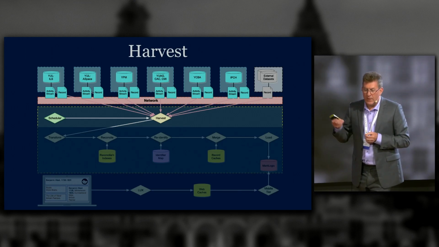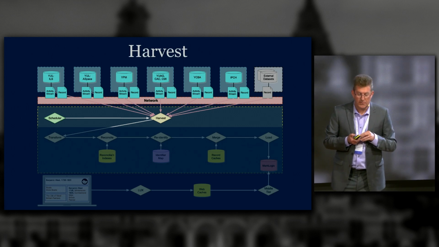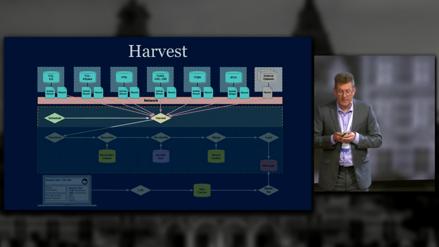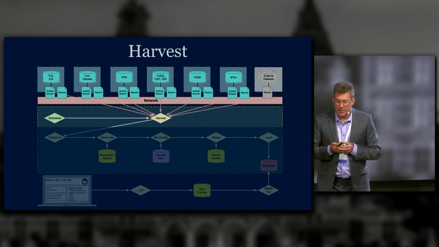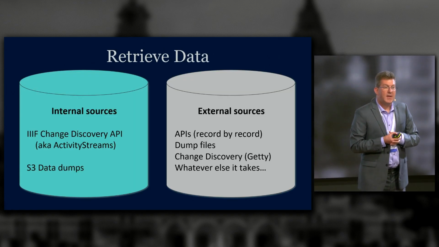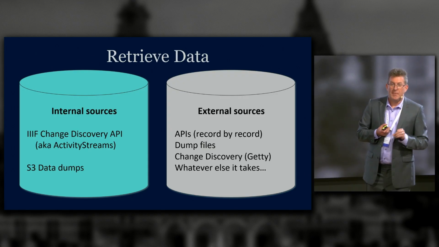So we have all of the sources internally, then more than 20 external sources. We collect the records from those sources to be put into the reconciliation pipeline. We use the IIIF Change Discovery API, which is also called activity streams. We do not go through the IIIF manifest.